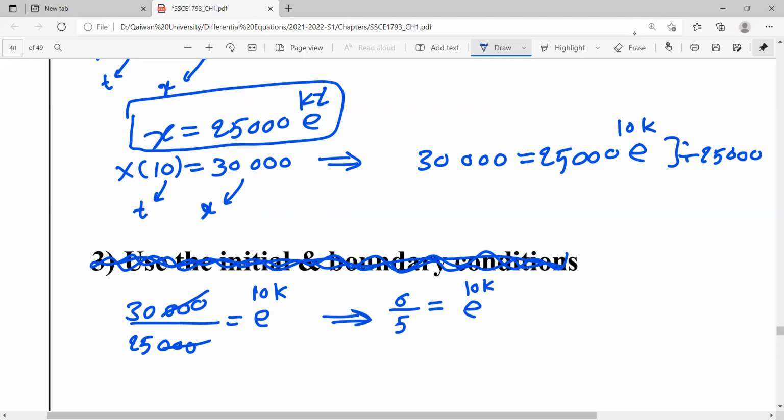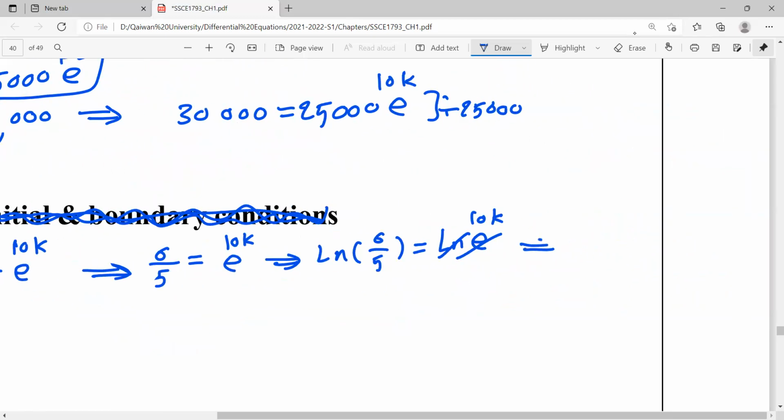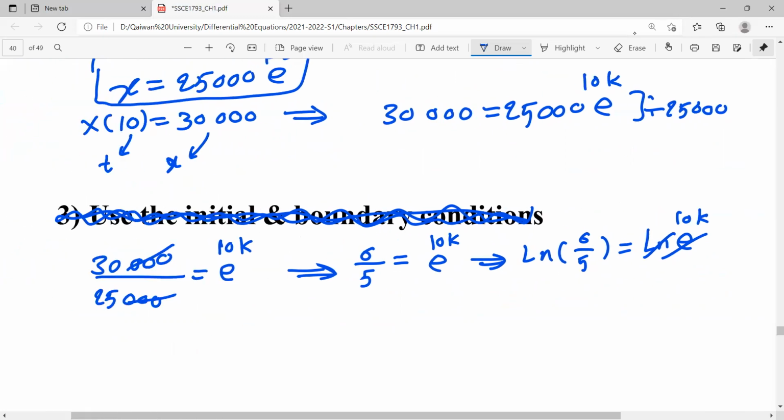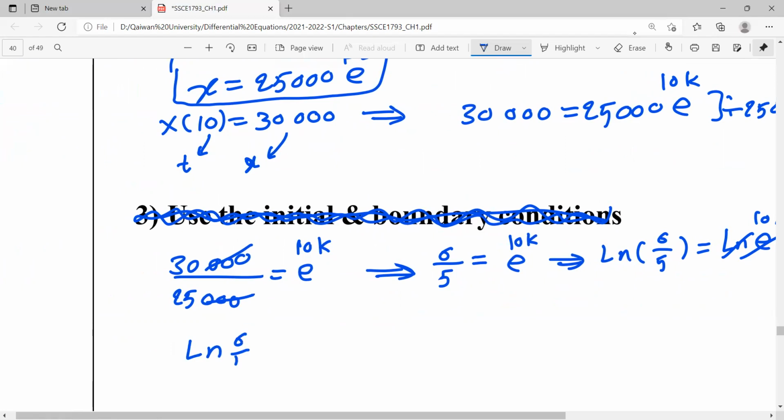Now, how do we get the value of k? k is the exponent of e. How do we cancel out this e? We must take ln of both sides. If we take ln of both sides, we get ln of 6 over 5 equals ln of e to the power 10k. These two cancel, and we get 10k on the right-hand side. So the equation becomes ln 6 over 5 equals 10k. How about k? We divide both sides by 10 and we get ln(6/5) divided by 10 equals k.